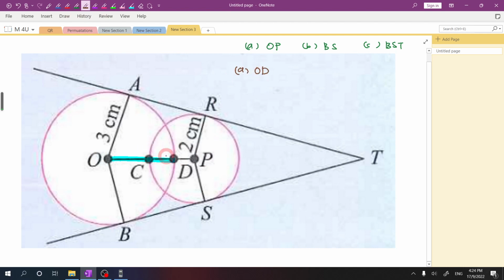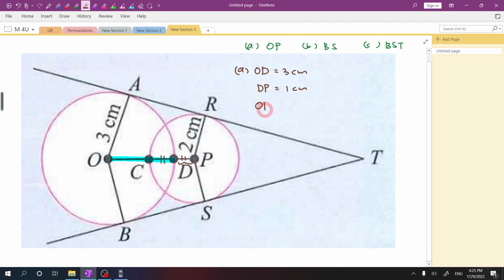OD is equal to 3 cm. Here is 3, here will be 3 also. So OD is equal to 3 cm. So can you know this? Yes, we know that this 2, here will be 2 as well. And the question tells us that here and here are the same length. That means 1 and 1. So we know DP is equal to 1 cm.